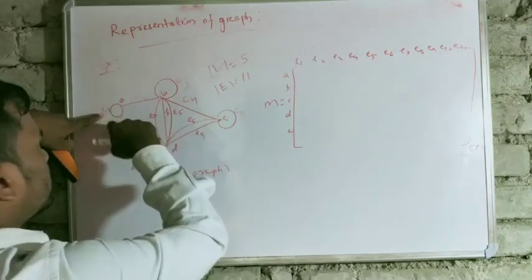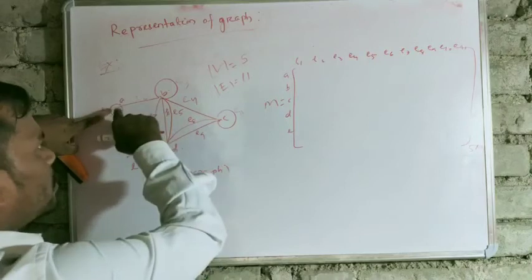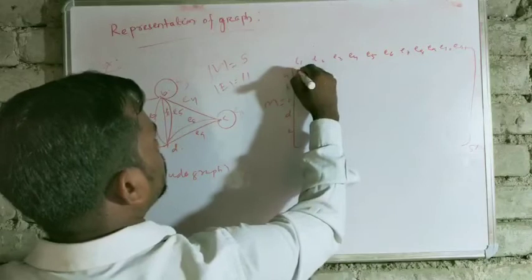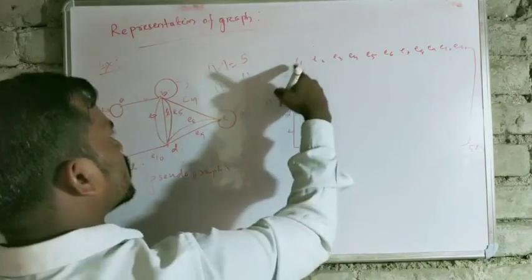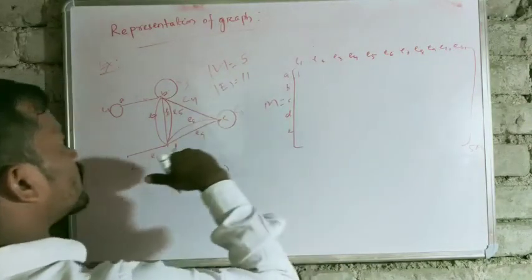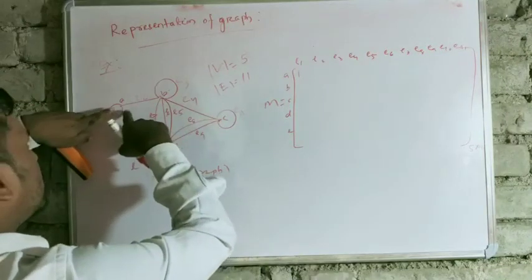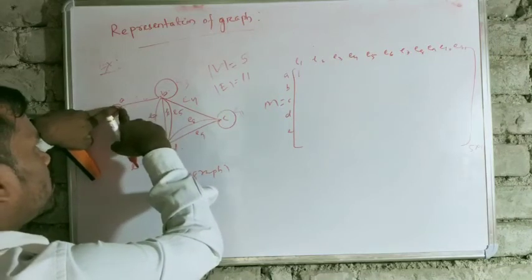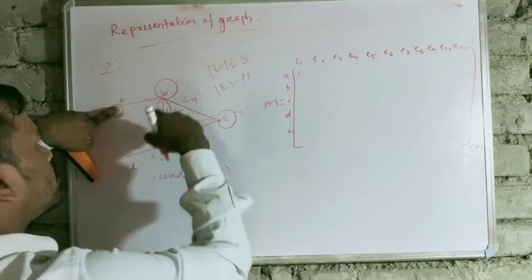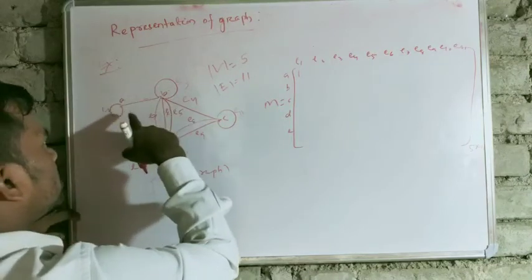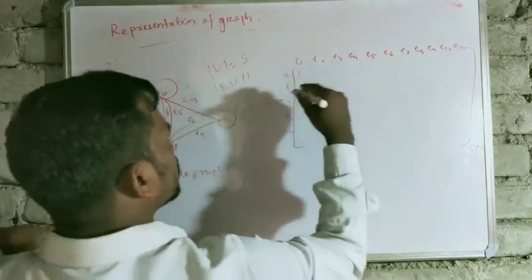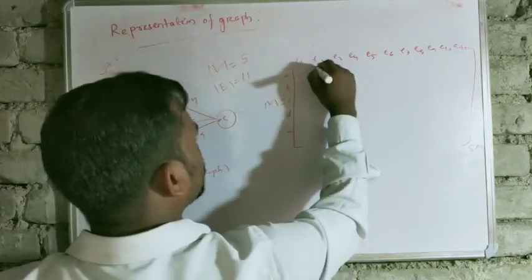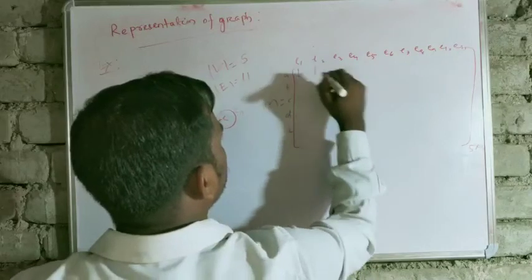A connects to A. This is a loop. So A to A. That means E1 connects A to A. Similarly, the other edges for which A has incident vertex is E2. That means E1 and E2 have incident vertex A. So these two will be 1 and others are 0.